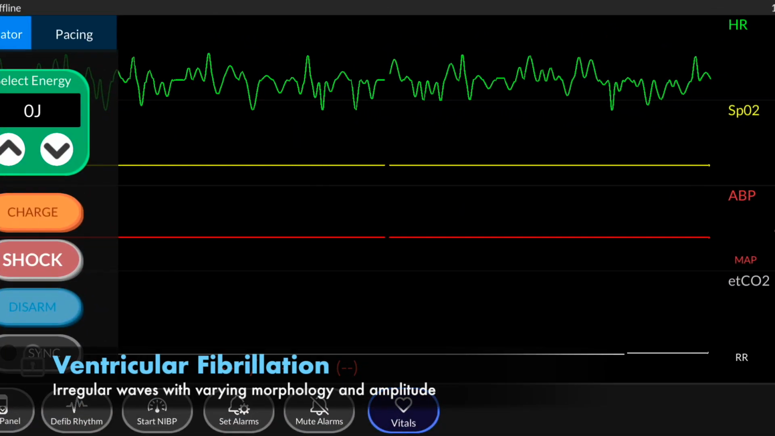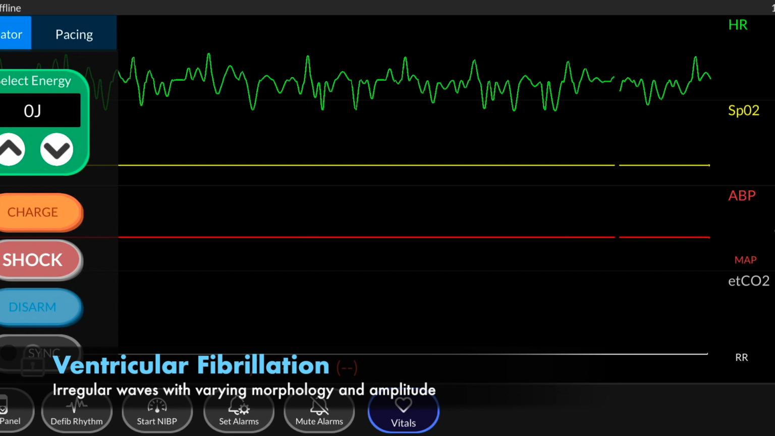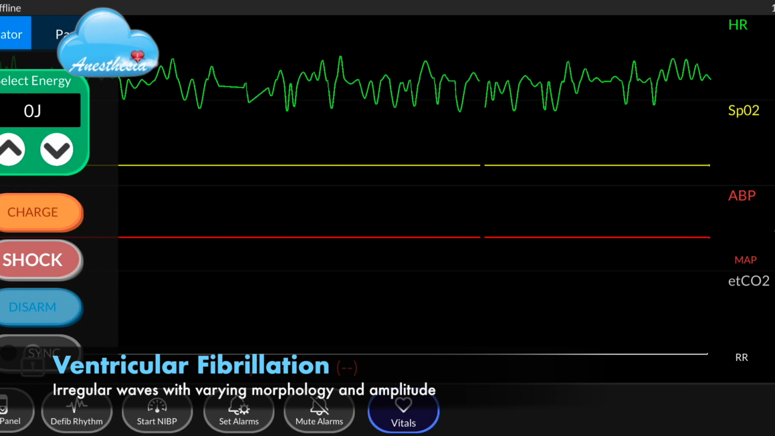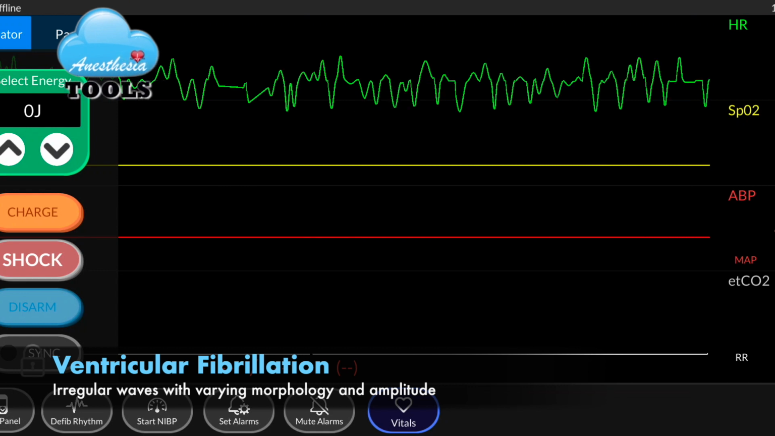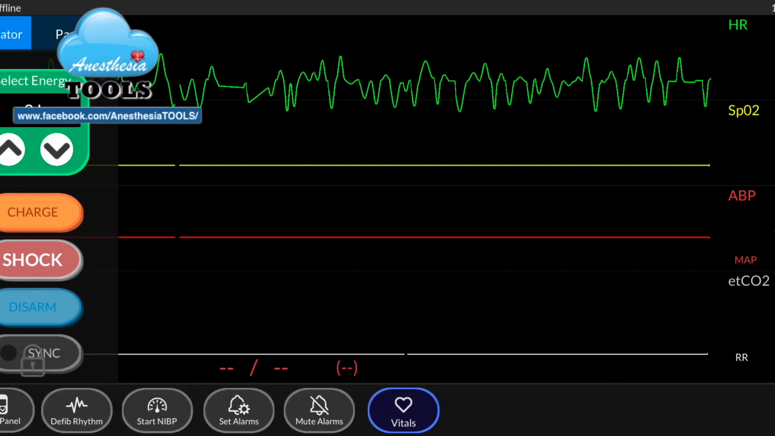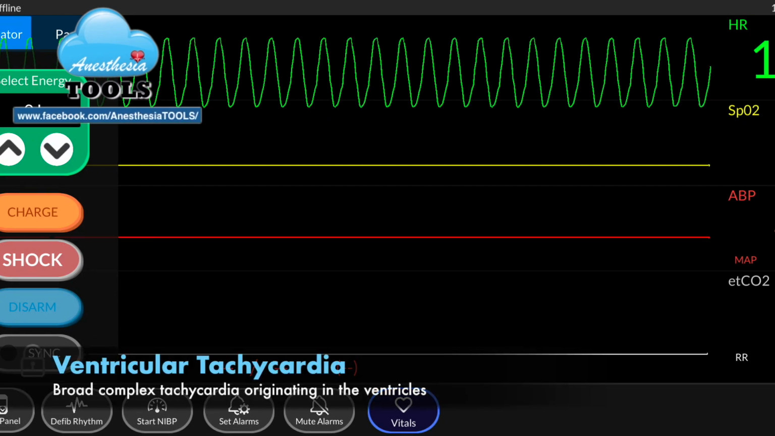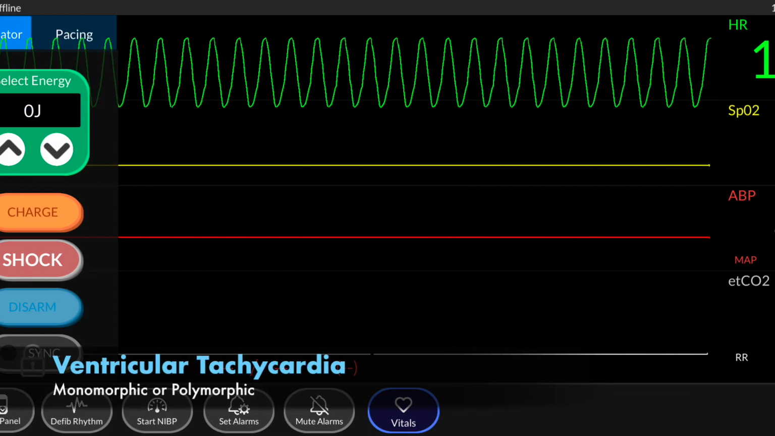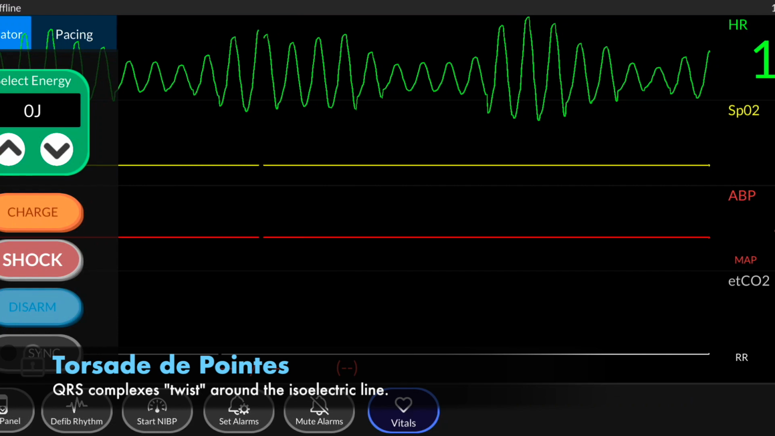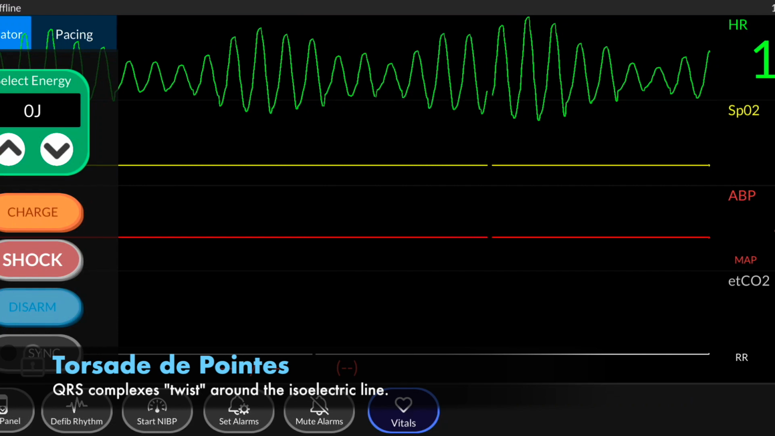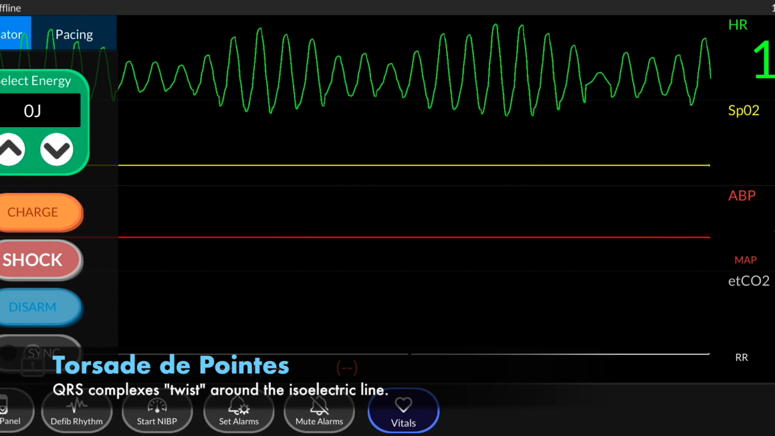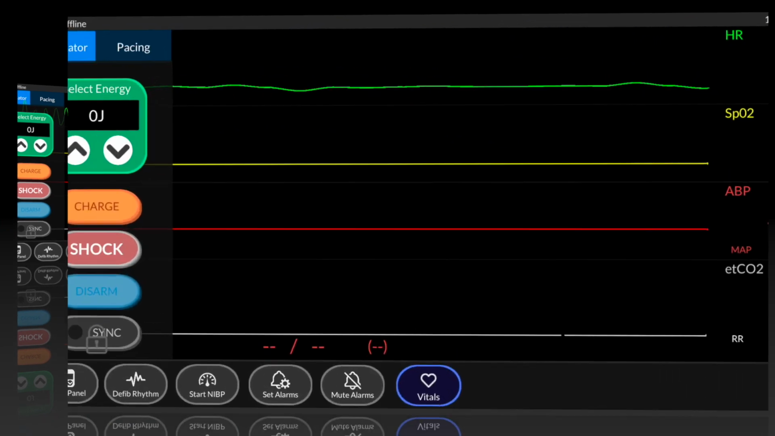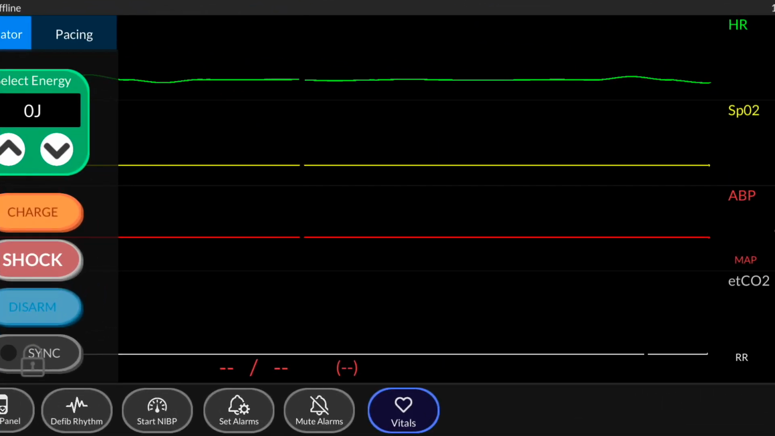When the ECG shows irregular waves with varying morphology and amplitude, and no P wave, no QRS complex, no T wave can be seen, we call it ventricular fibrillation. It can be coarse VF or fine VF. Ventricular tachycardia is a broad complex tachycardia originating in the ventricles. Sustained VT may be monomorphic or polymorphic. Torsades de pointes is a specific form of polymorphic VT in the context of QT prolongation where the QRS complexes twist around the isoelectric line.